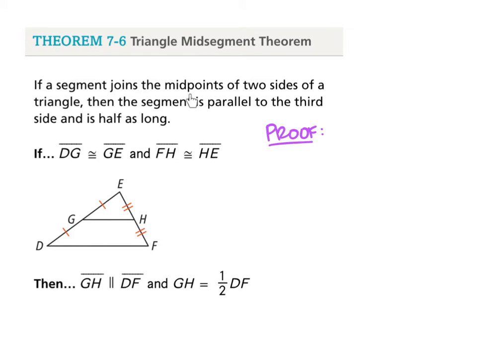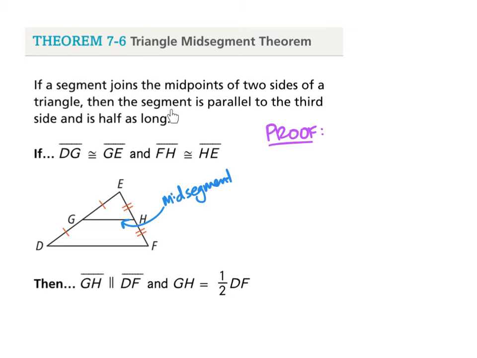It says if a segment joins the midpoints of two sides of a triangle, that's what a midsegment does. In this picture we see G is a midpoint of this side, dividing it into two equal parts. H is a midpoint of this side because it divides it into two equal parts, and then we've joined those two midpoints together. So this thing right here is our midsegment. I'm going to label it here. That is one of the midsegments, technically, of this triangle.